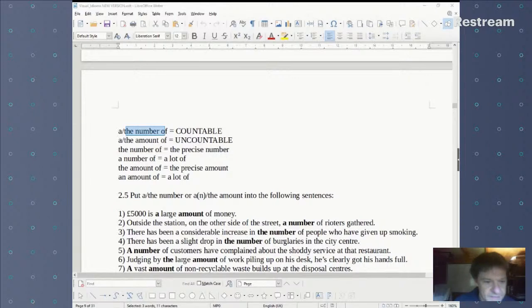So then we carry on and we see that the same logic works with an amount of and the amount of as a number of and the number of.